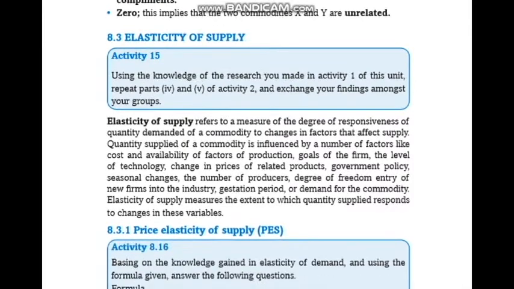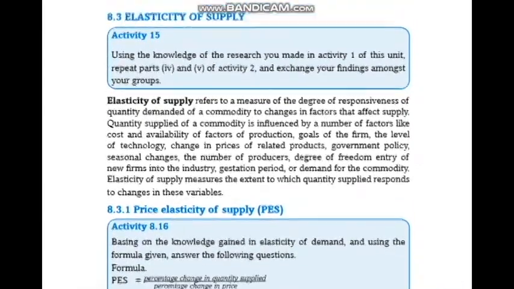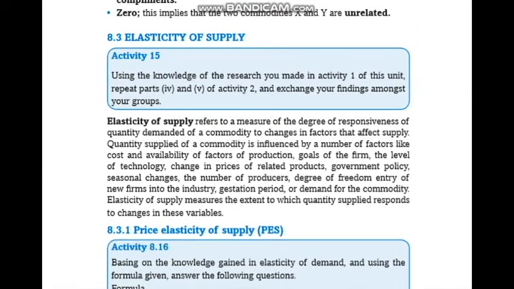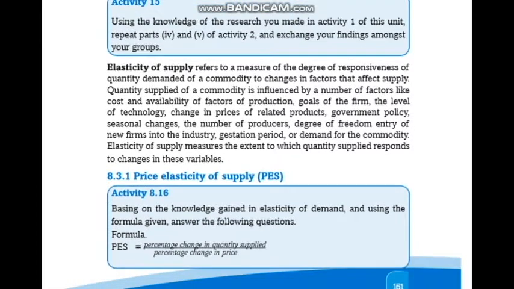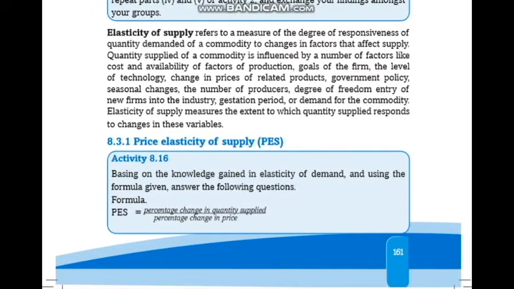Elasticity of supply now. Elasticity of supply. Using the knowledge of the research you made in activity 1 of this unit, repeat parts IV and V of activity 2 and exchange your findings amongst your groups. What is elasticity of supply? Elasticity of supply refers to the measure of the degree of responsiveness of quantity supplied of a commodity to changes in factors that affect supply. It is very simple.